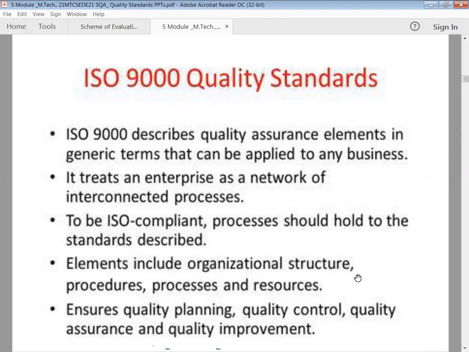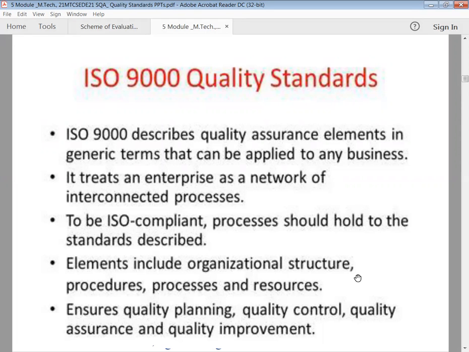Say the same way, enterprise means they will have branches throughout the world, and a number of people will be working. So it's based on the procedures, processes, and the resources we are using. Based on that, we are getting the quality standard. It ensures quality planning, quality control, quality assurance, and quality improvement.